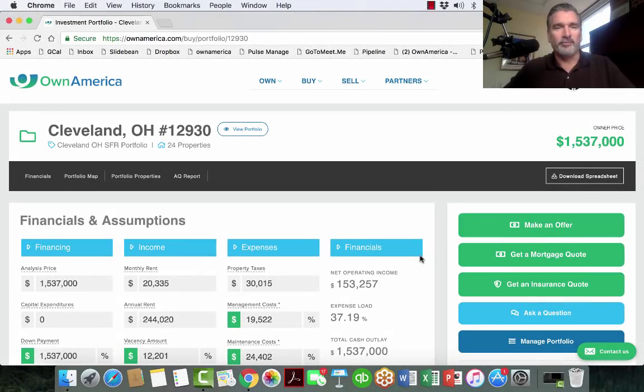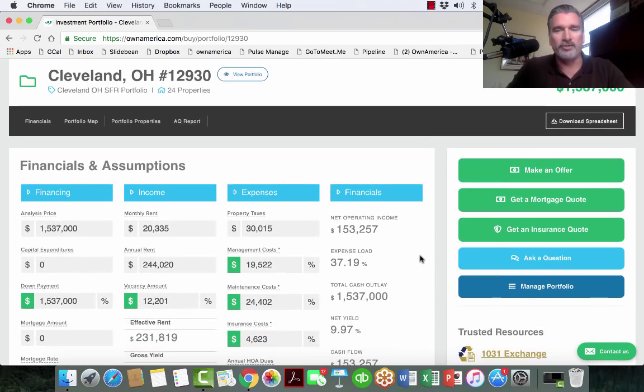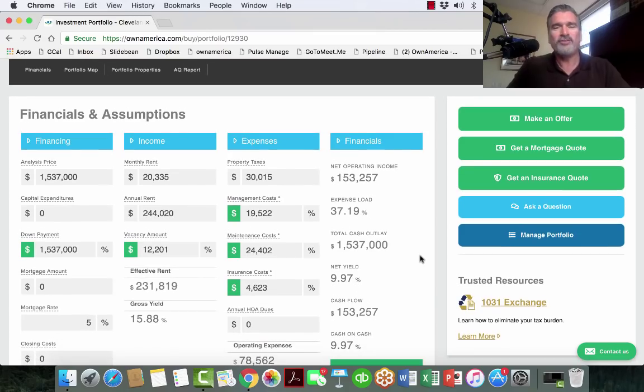Hey, it's Greg Rand, and this is a portfolio review of Cleveland, Ohio, 12930. Asking price 1.5 million and change, 24 occupied single family rentals. This is going to be a fun one because I'm going to use the occasion to show you a couple of the features that we have on the portfolio visualizer to help illustrate the opportunity and test a couple of assumptions. So here's how we go about trying to tell the story of a portfolio.